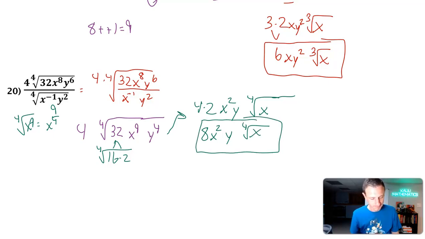Tough problem there. I forgot the 2. 2 is still on the inside, so 4th root of 2x, because 32 is 16 times 2. So the 4th root of 16 was 2, but then I still had that 2 left on the inside. So there is my answer. Tough couple last problems there.